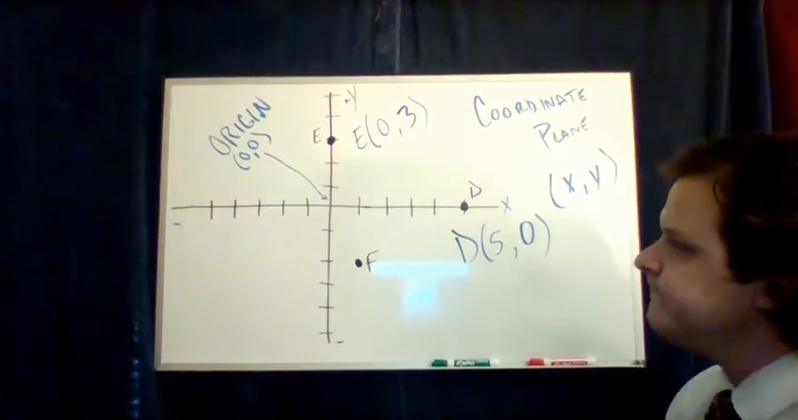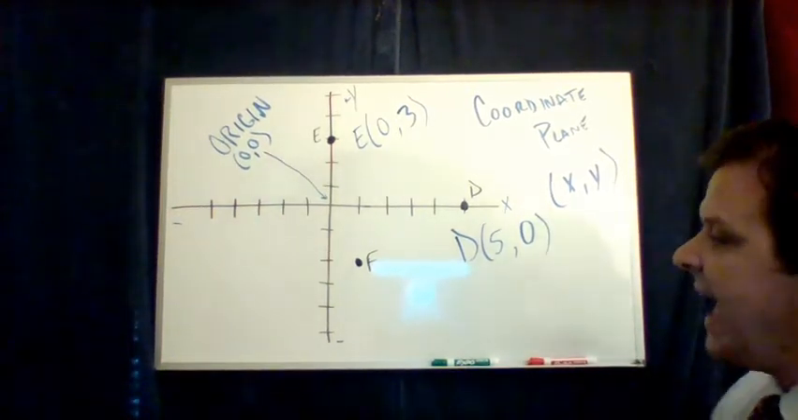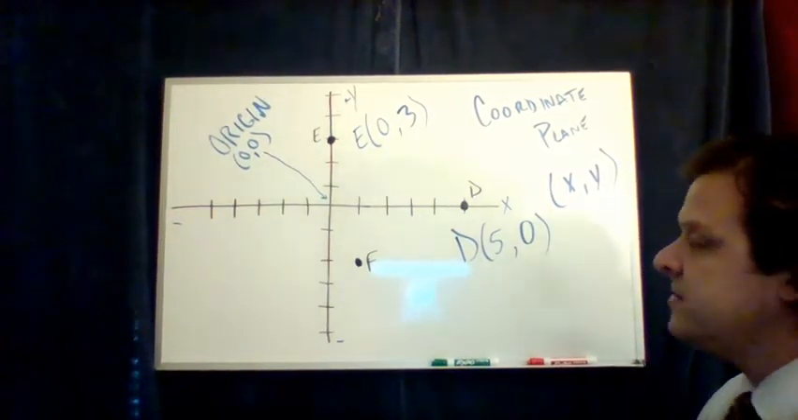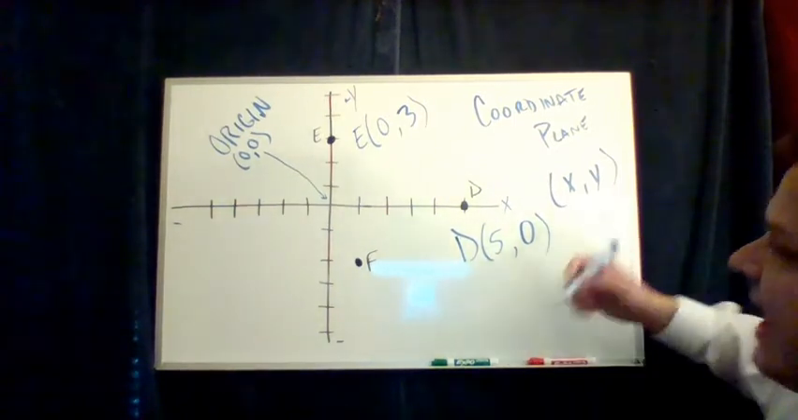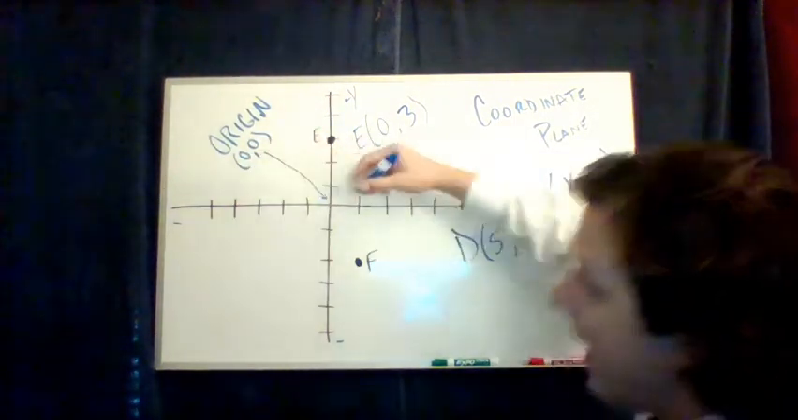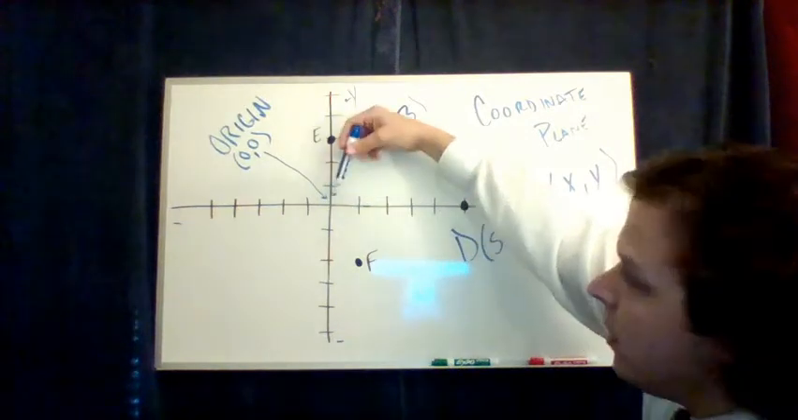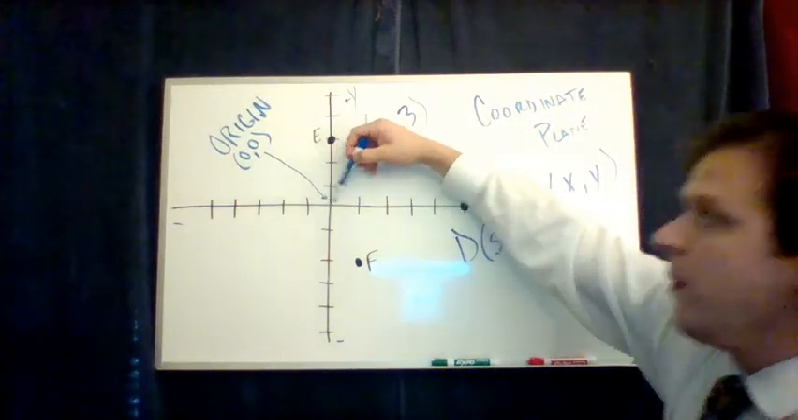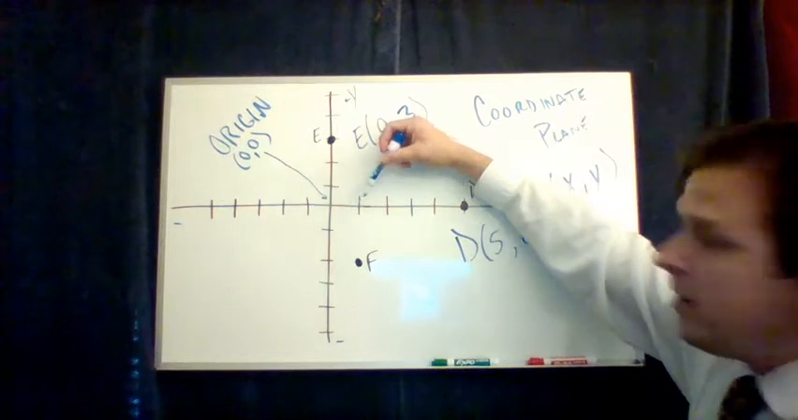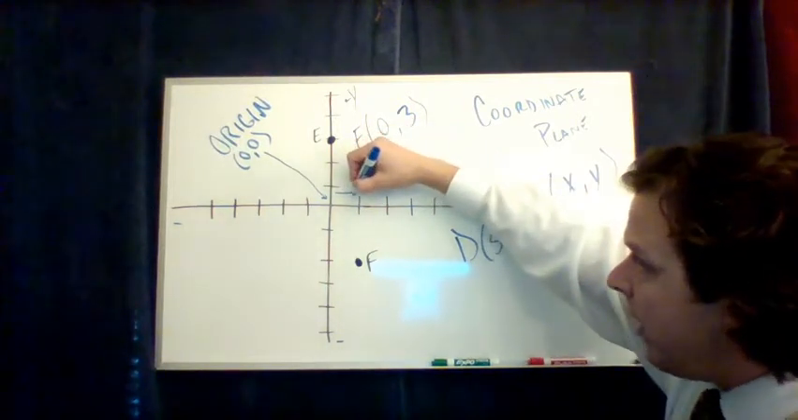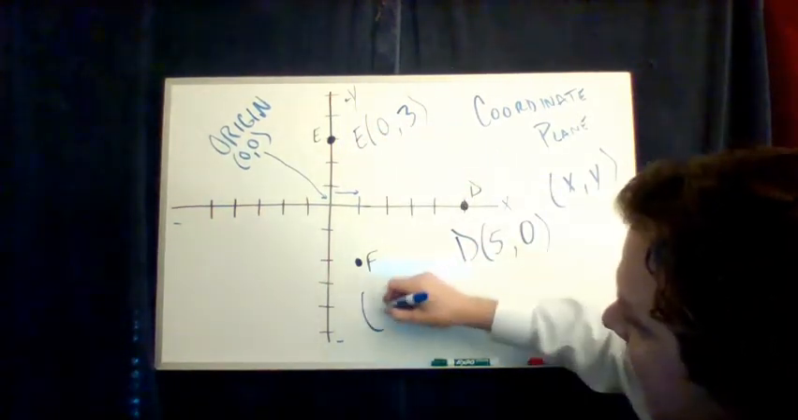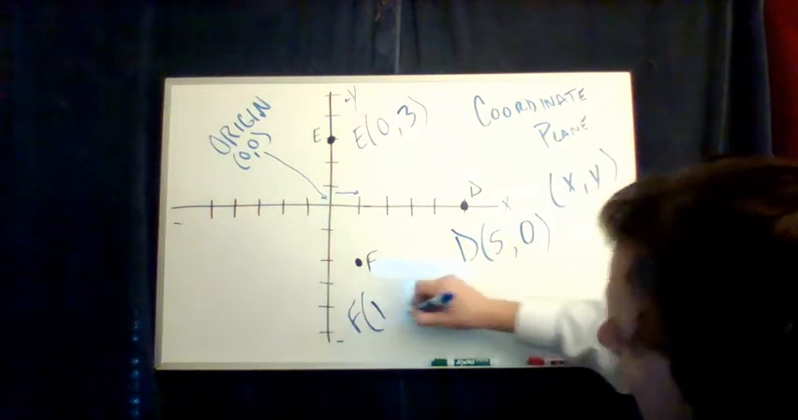All right, so now let's look at F. F's a little different. Okay, so we count the x's first. Right? So we're going left and right. Remember, we're starting at the origin. Right, well, which way did we move? We went over 1. So it looks like F, the x value, is just 1.